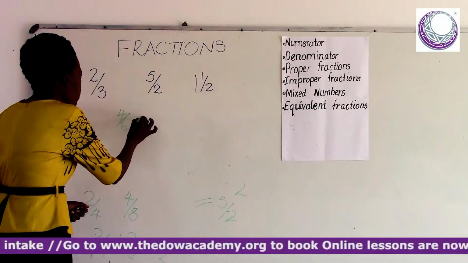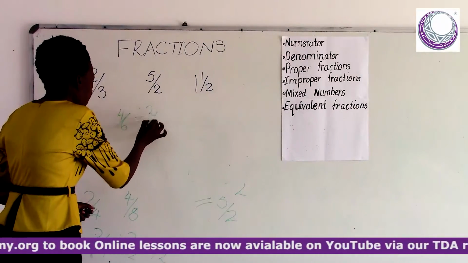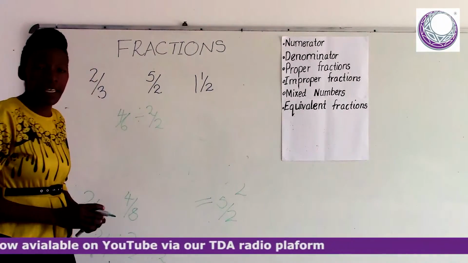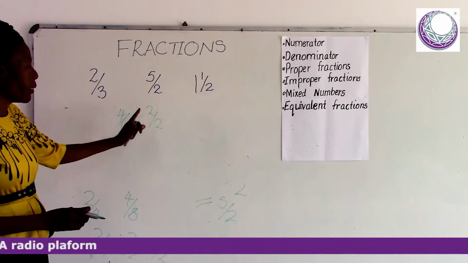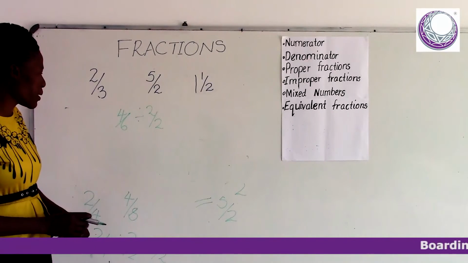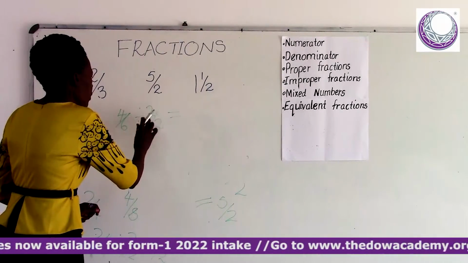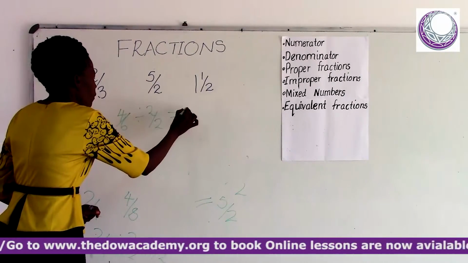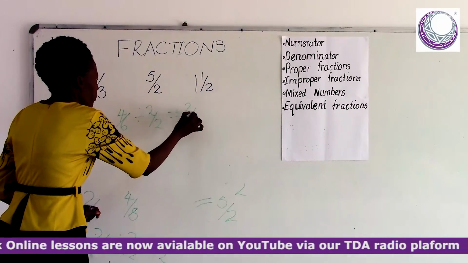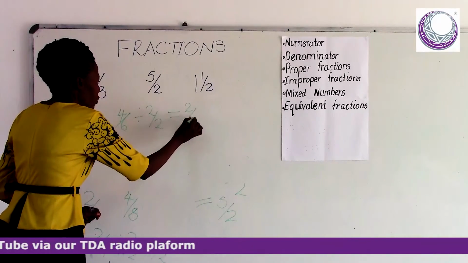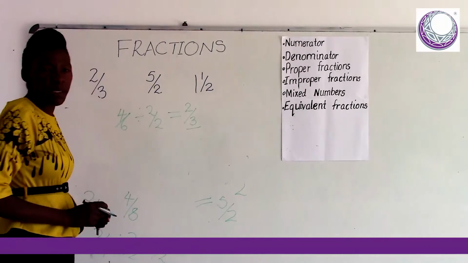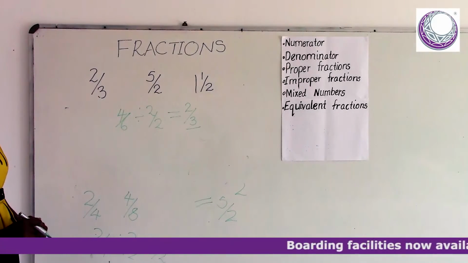This is supposed to be reduced to its lowest term by way of dividing. I'm going to divide by the common factor. In this case, the common factor of 4 and 6 is 2. And this is going to give me 2 into 4, I have 2. 6 divided by 2, I have 3. My answer will be correct like that.